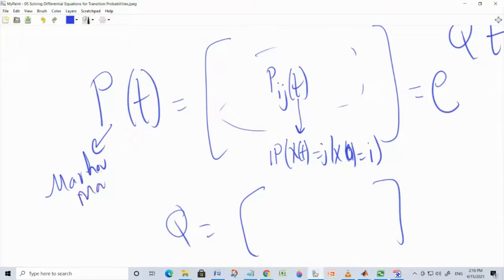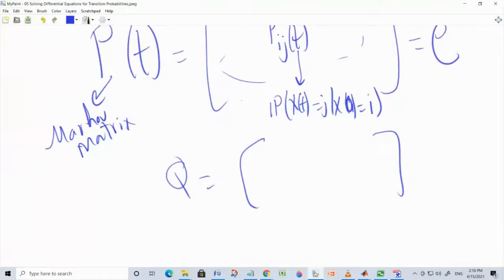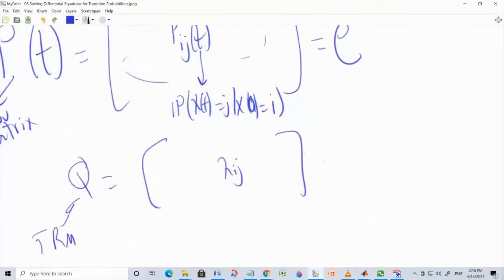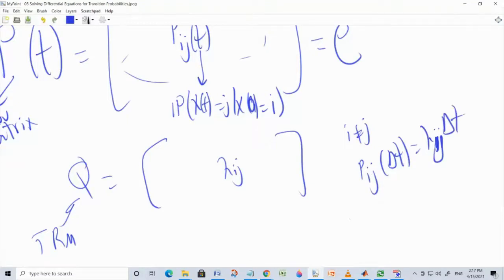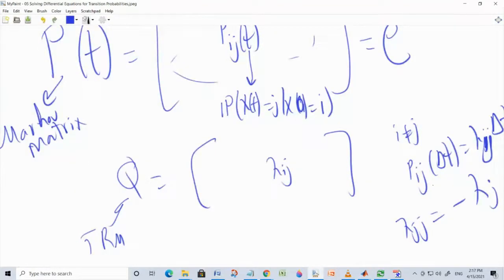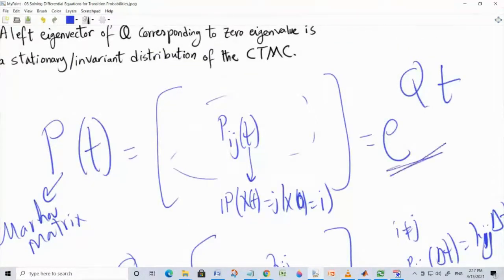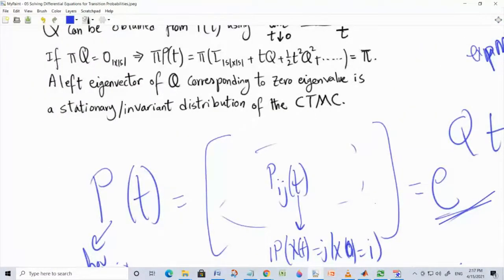The matrix P of t is basically a Markov matrix, so the sum of each row is equal to 1. The elements are probabilities; they are non-negative. And the Q matrix is a rate matrix, a transition rate matrix. Now what is lambda ij? If i is not equal to j, then lambda ij is what gives you the probability lambda ij delta t. And if the two indices are the same, then we are talking about the negatives of the exponential rates describing the times that you spend in a state once you enter into it. And what is this fanciful thing? It is basically a series that hopefully will converge.